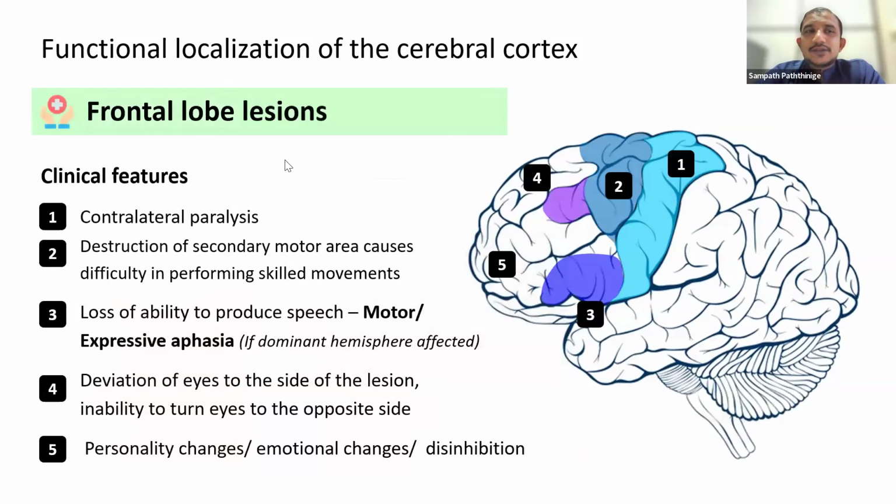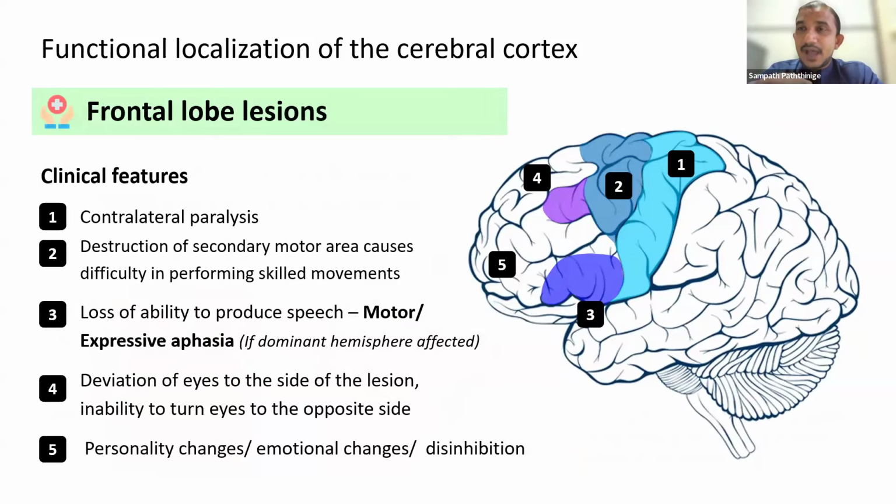So if there is a patient who has damage to the frontal lobe, they will have contralateral paralysis, and they will have difficulty with the performance of skilled voluntary movements.